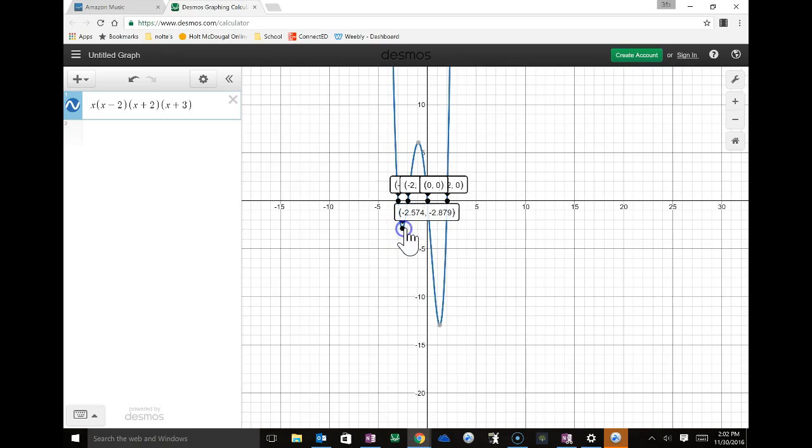See how this one up here, right here, that's a local. See, it's a minimum, it's the bottom of the graph. But this one is lower. So that's the global minimum. That's a local.